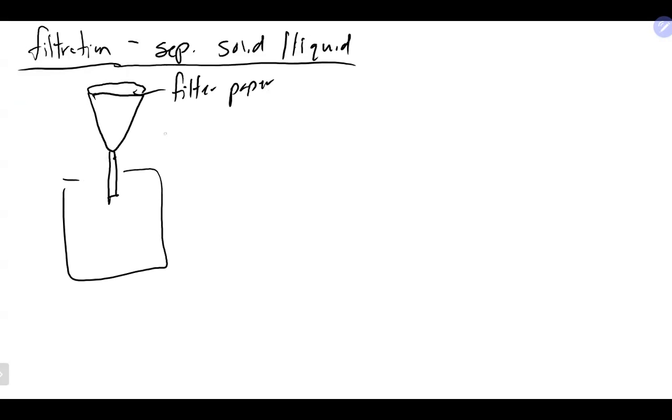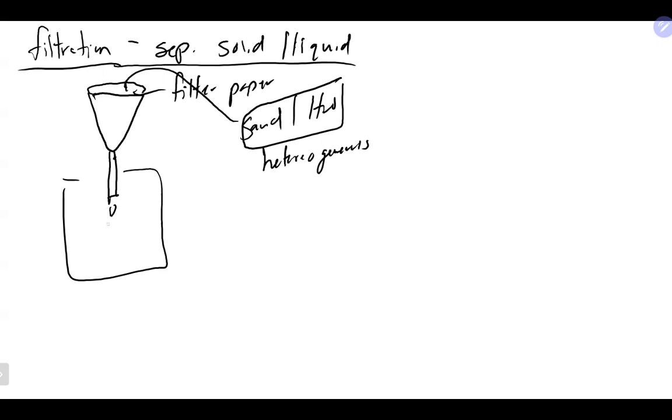If you took your sand and water mixture, by the way, sand and water would be a heterogeneous mixture, right? And you poured it in there, the liquid part would go through, and obviously the sand would get caught up there on the filter paper. So just by this very simple process of using filter paper and filtering it out, you're able to get back the sand.